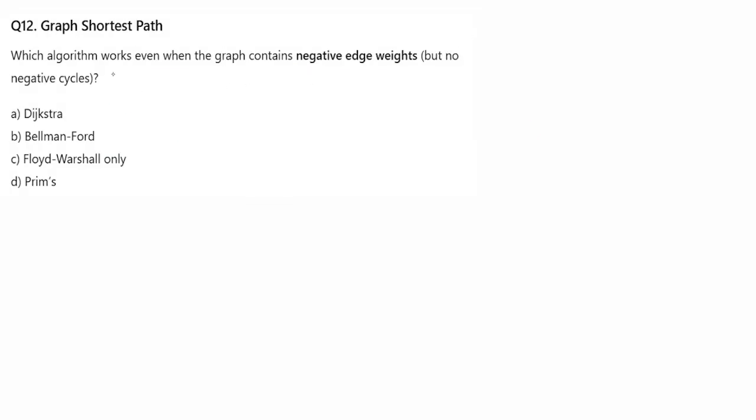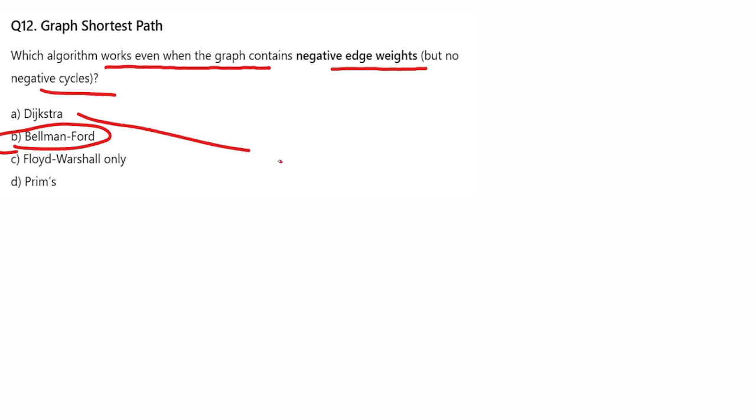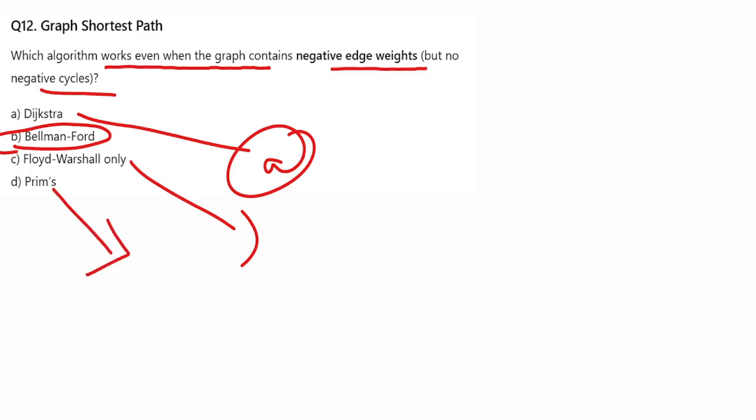Now move to the next question. Which algorithm works even when the graph contains negative edge weights but no negative cycle? The correct option here is Bellman-Ford, option B, because the Bellman-Ford algorithm works even when the graph contains negative edge weights but no negative cycle. Why are the other options not correct? Option A, Dijkstra fails on negative weights. Option C also works, but Bellman-Ford is the classical one. Option D, Prim's, is used in MST.